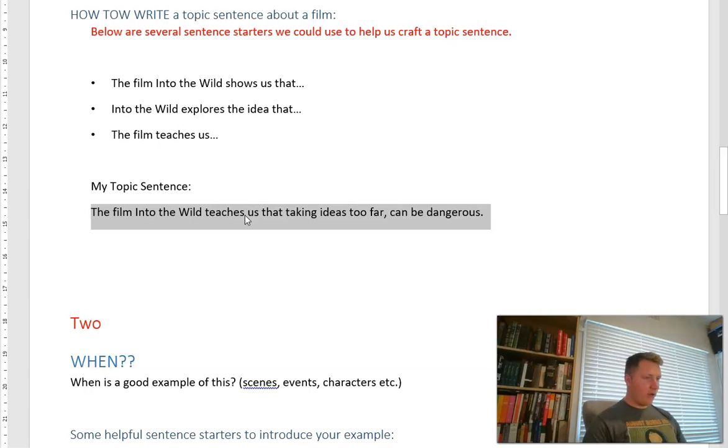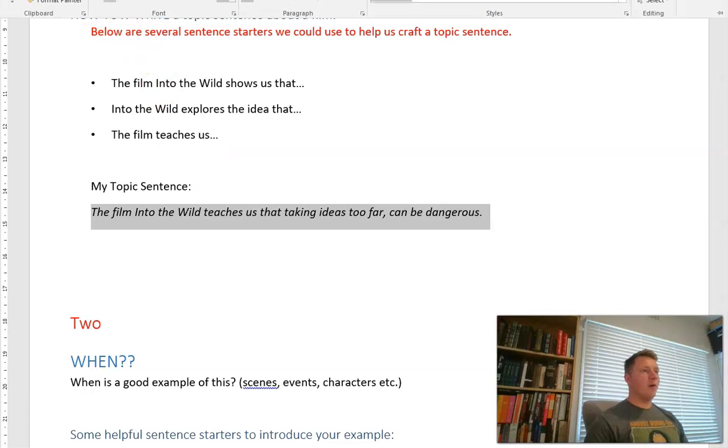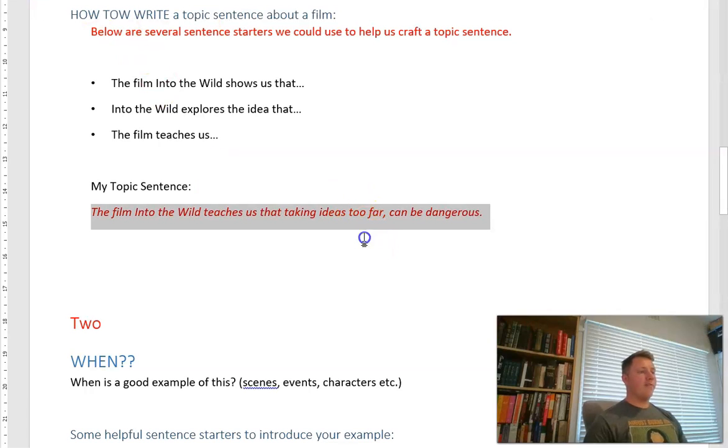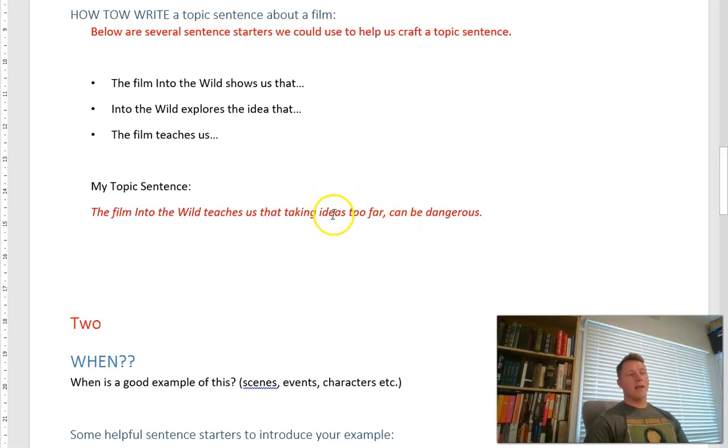What I'm going to do is I'm going to put this in italics so that you can see that that's what I've been writing. Okay. I might even pop it in red. The film Into the Wild teaches us that taking ideas too far can be dangerous. I'll delete that comma. I don't think it needs to be there. Fantastic. Alright, so our next step.